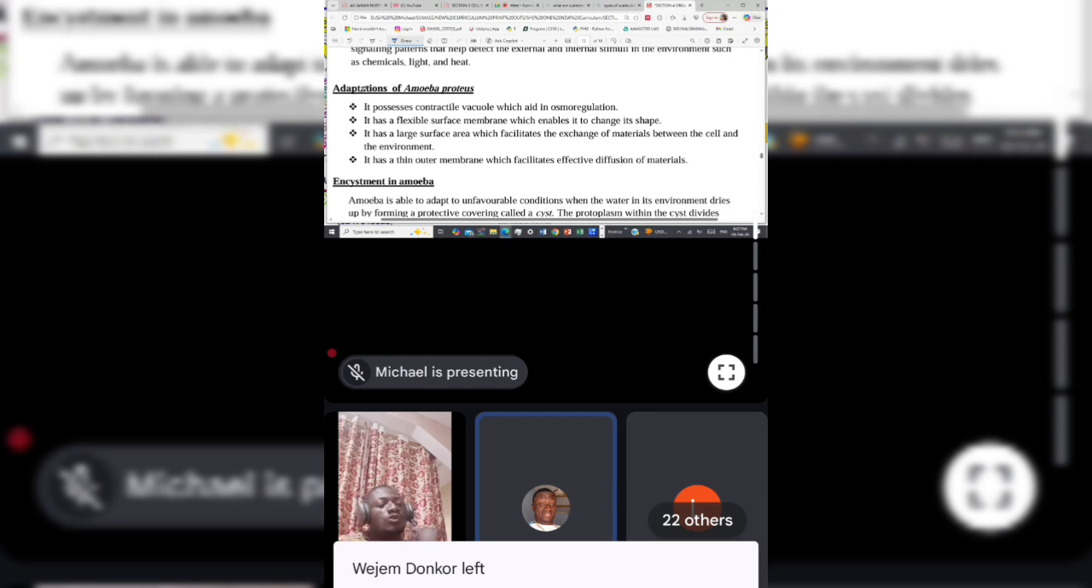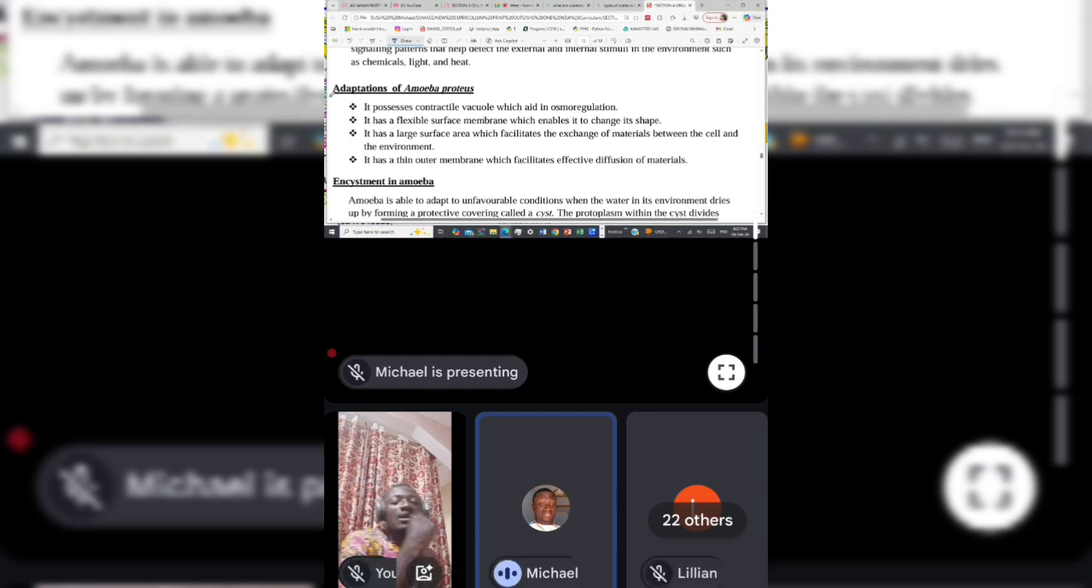So it has a contractile vacuole that helps it in regulating water, or for excretion, or in osmoregulation. It has a flexible cell membrane that enables it to change its shape or move by pseudopodia. You can talk about it has a large surface area that facilitates simple diffusion, so carbon dioxide can move out, oxygen can move in easily, and also diffusion of the dissolved nutrients into the cytoplasm.